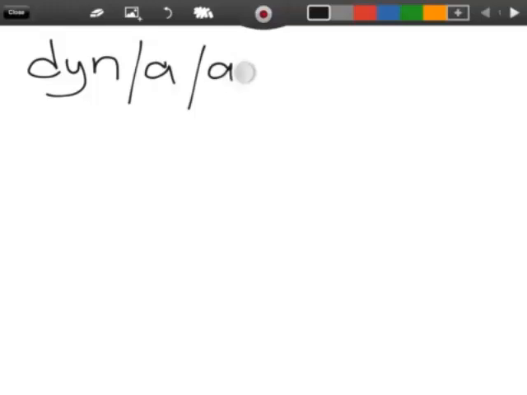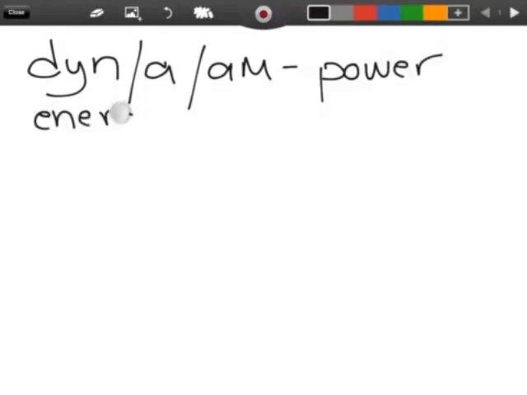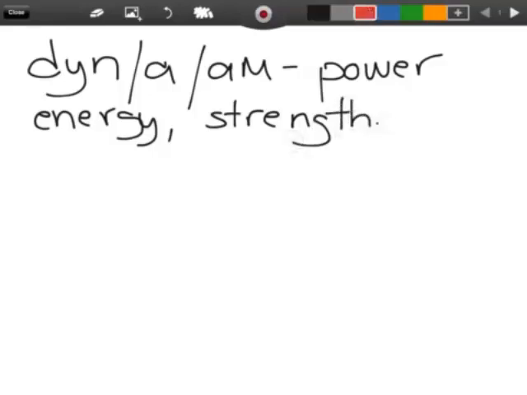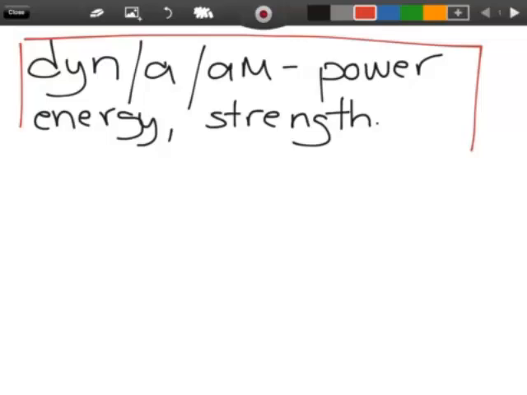Our first root is dyna, and this means power, energy, and strength. This is a very important word or a root, so I'm going to go ahead and put that in a box, and I'm going to give you two examples for this.